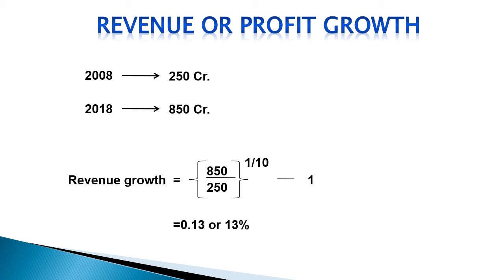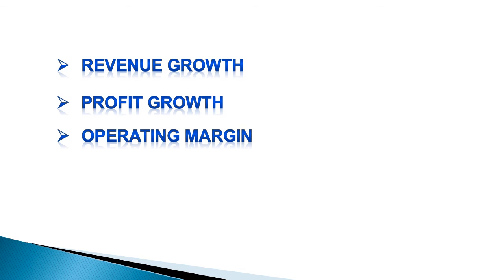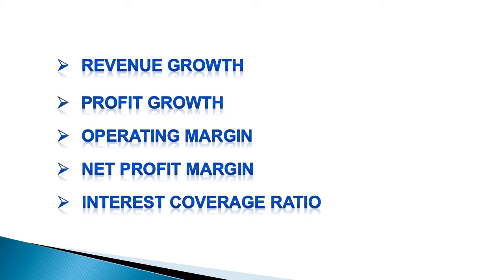So we learned some terms which help us to assess the performance of a company: revenue growth, profit growth, operating margin, net profit margin and interest coverage ratio. We can use these factors for shortlisting fundamentally strong companies.